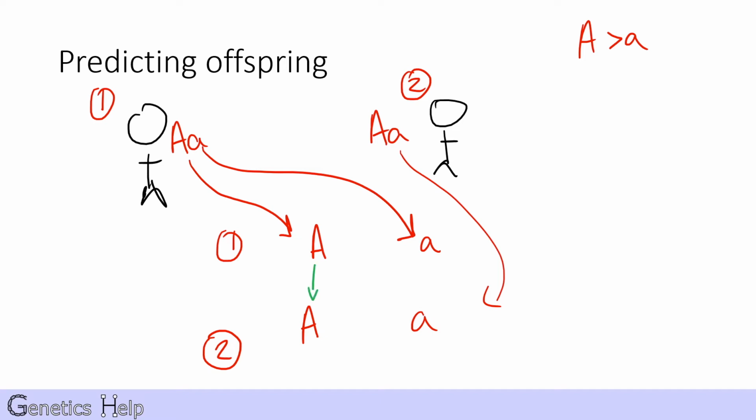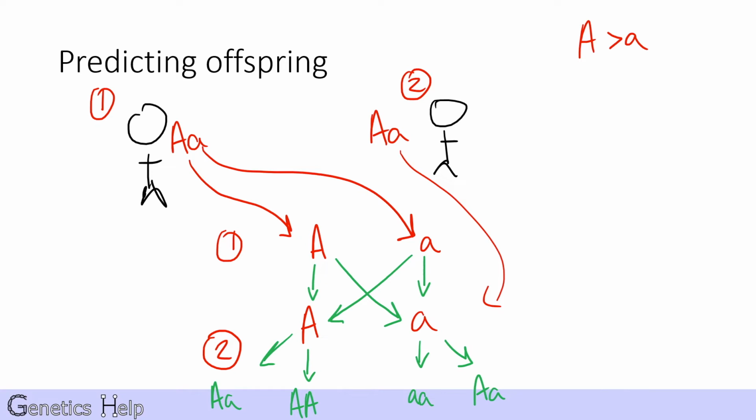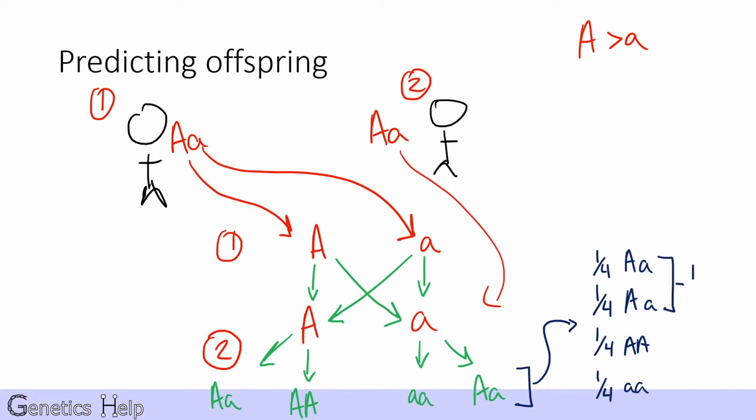So we could have big A from individual 1 combining with big A from individual 2 to give us big A, big A, or little a from individual 1 and little a from individual 2 to give us little a, little a. We could have big A from individual 1 and little a from individual 2 to give us big A, little a, or little a from individual 1 and big A from individual 2 to give us big A, little a. So here we've got a compilation: 1/4 is big A, big A, 1/4 will be big A, little a, 1/4 will be big A, little a, and 1/4 will be little a, little a. Or we could just write 1/2 for the heterozygotes.